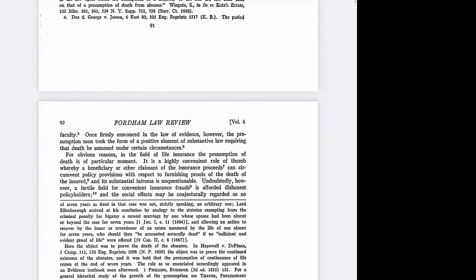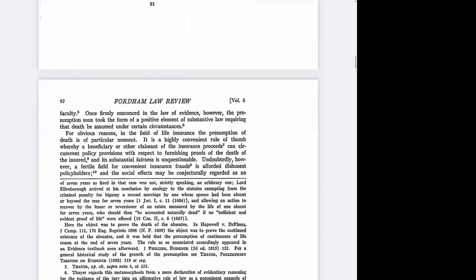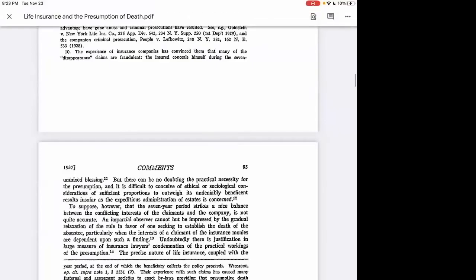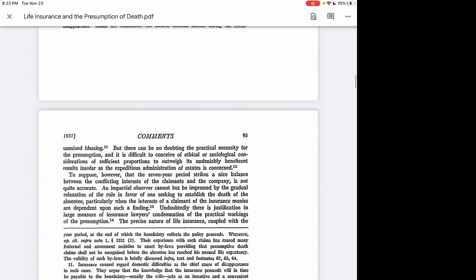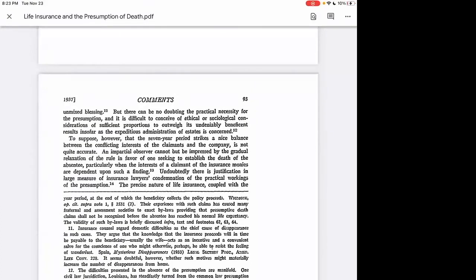Undoubtedly, however, a fertile field for convenient insurance frauds is afforded dishonest policyholders, and the social effects may be conjecturally regarded as no unmixed blessing. Okay. Now, skipping over to suppose, however, that the 7-year period strikes a nice balance between conflicting interests of the claimants and the company is not quite accurate. An impartial observer cannot be but impressed by the gradual relaxation of the rule in favor of one seeking to establish the death of the absentee, particularly when the interests of the claimant of the insurance monies are dependent upon such findings.